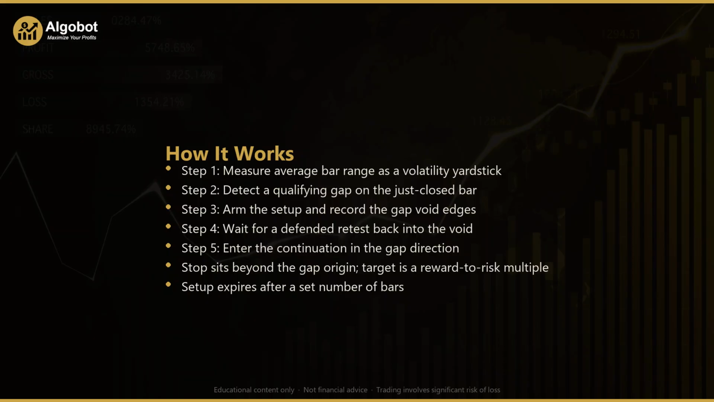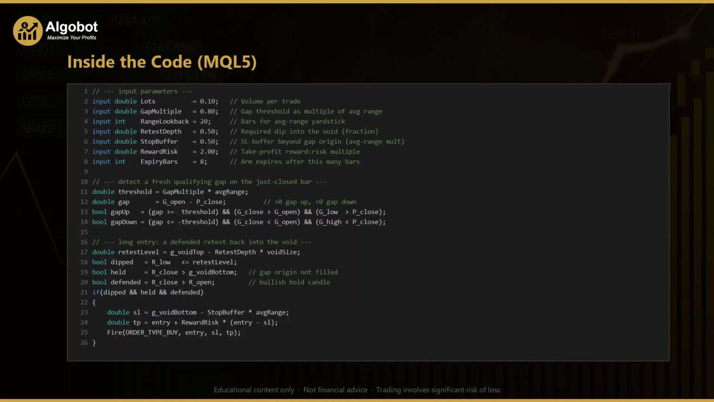The geometry is also sanity checked, so the stop and target always sit on the correct side of the entry. Let's read the code the way you would in MetaTrader. At the top are the input parameters you can adjust. Lots sets the volume per trade.